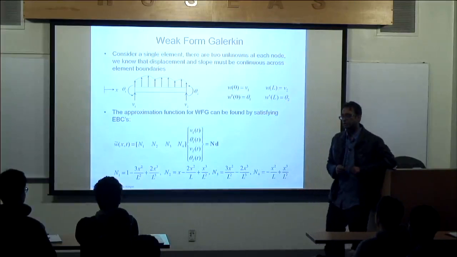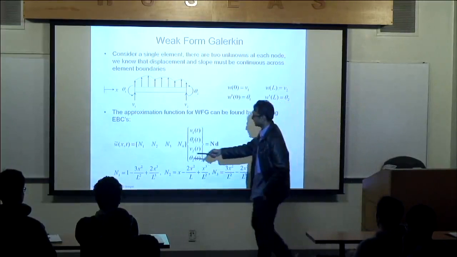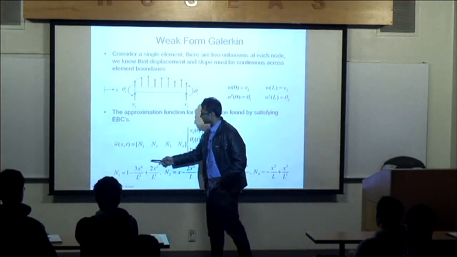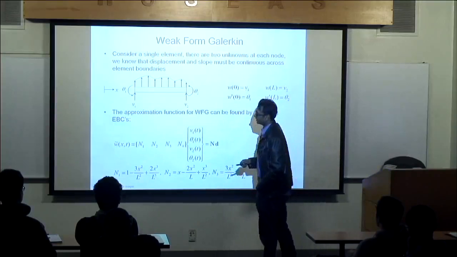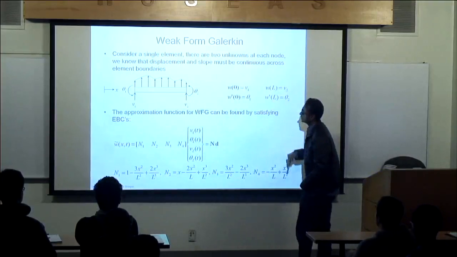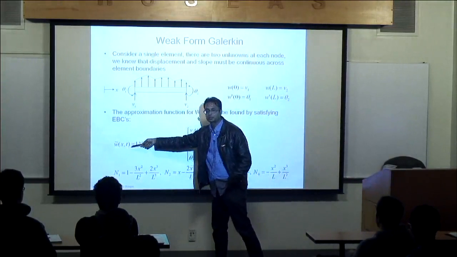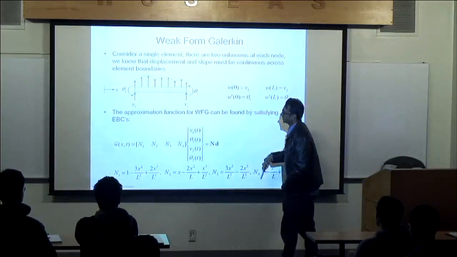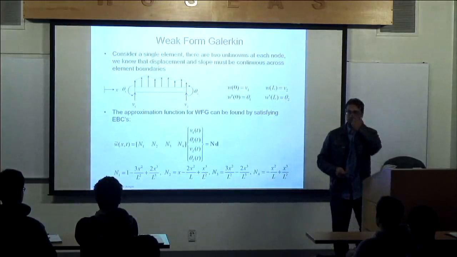We showed already that when you plug this in and evaluate W at x equals 0, I get V1. If I plug in x equals L, I get V2. And if I take the derivative W prime and evaluate at x equals 0, I get theta 1, and so forth. You guys can check that. We've already gone through this exercise.